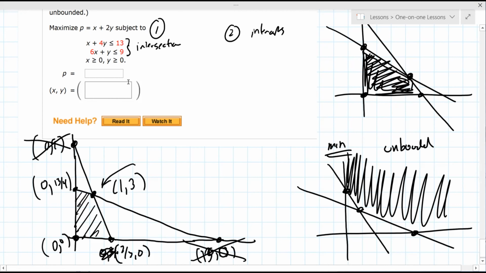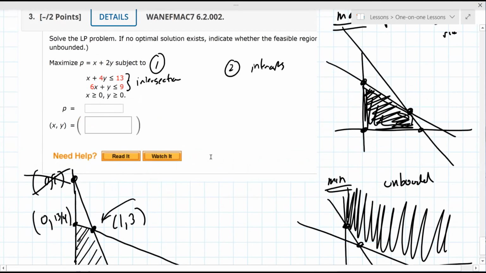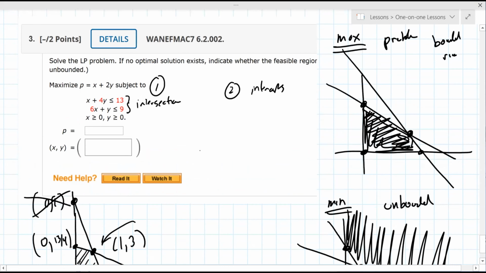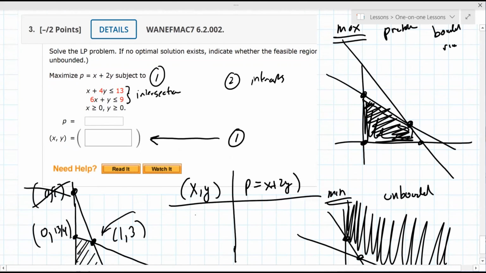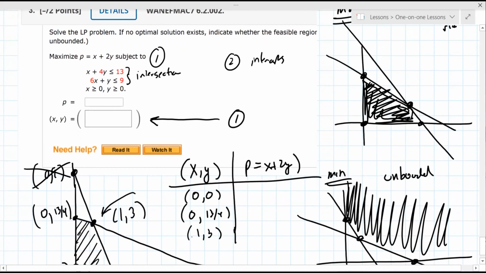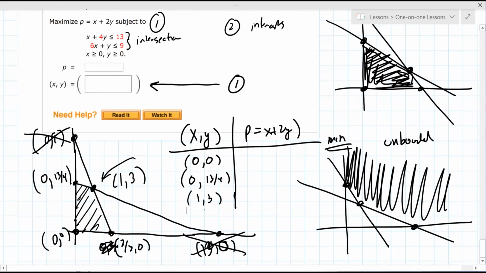I want to talk about what you're going to do once you find these points, because you only get one submission on your exam. What I would do is first check that the point is correct. Okay, and how do you do that? Well, you have to make a little table. You have to take your xy pairs and your p, which equals x plus 2y in this problem, and plug those in. So like 0, 0, 0 comma 13 over 4, 1 comma 3, and then the last one was 2/3 comma 0.